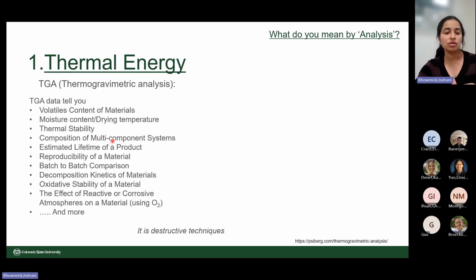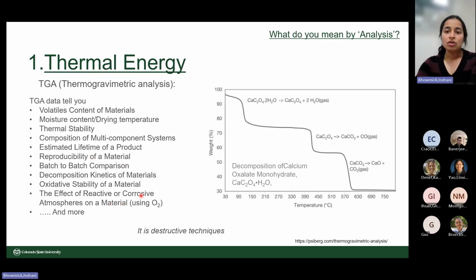You can put it back to the mass or the composition of the system we have. Other than that, batch-to-batch comparison is very important because you can actually see, if you're making a product that will be in market, whether every batch is consistent or not, and many other usages. I'm not going to read it, but yeah. So you can see if it's oxidizing at some temperature or not, is it corrosive or not, this type of thing.